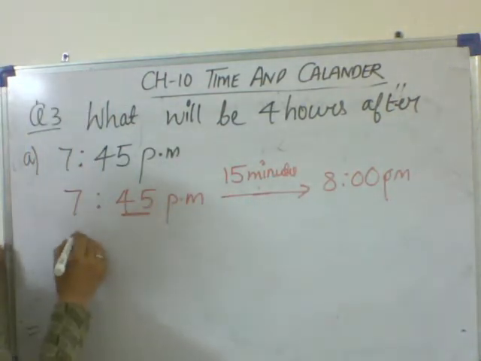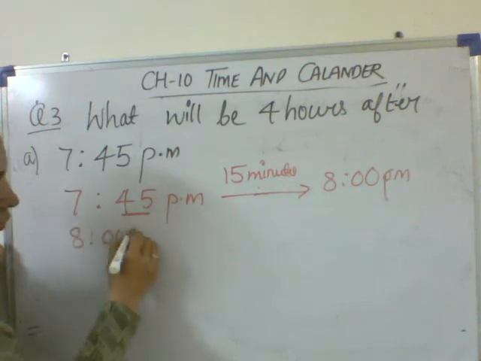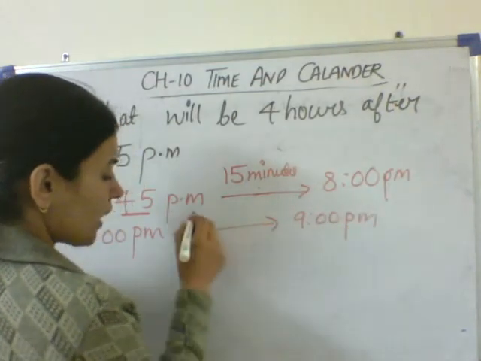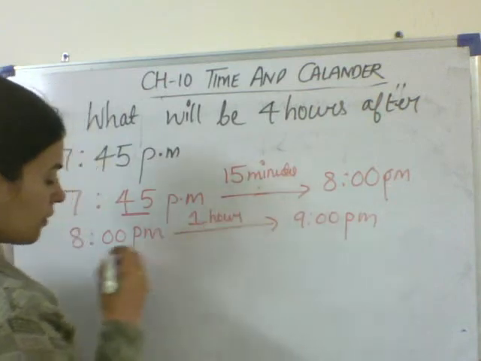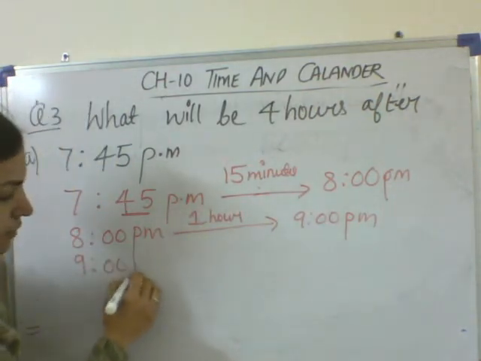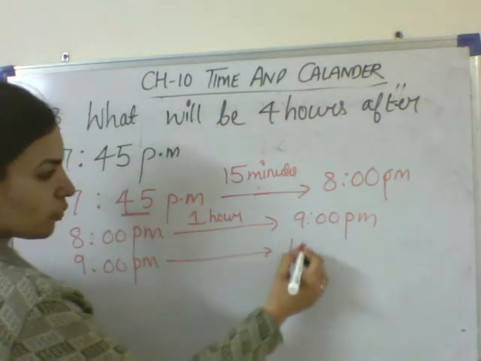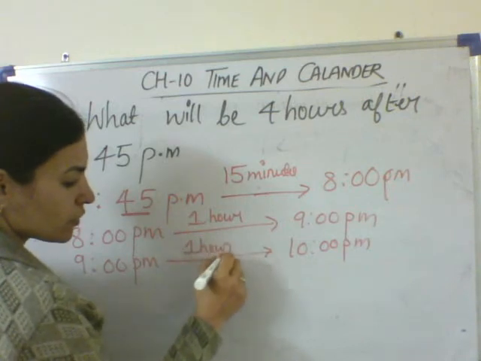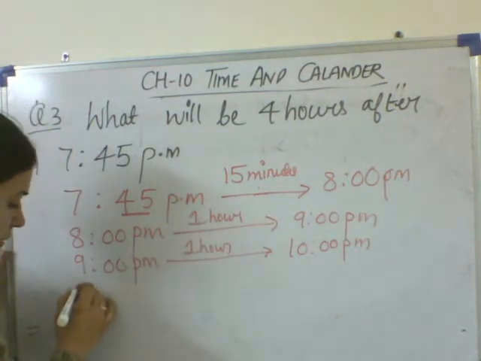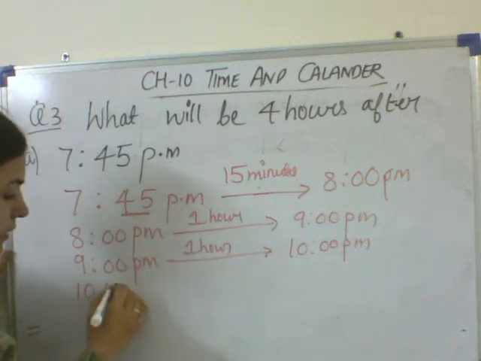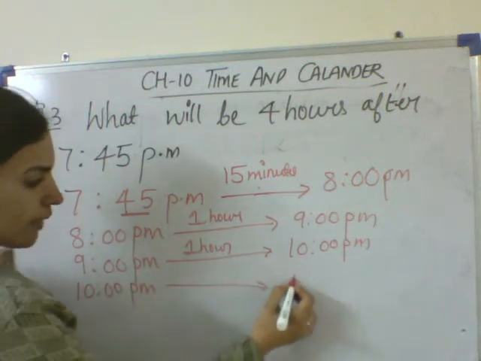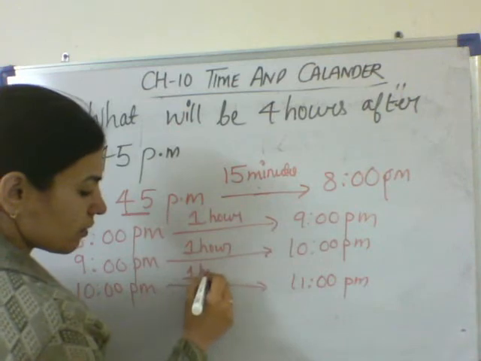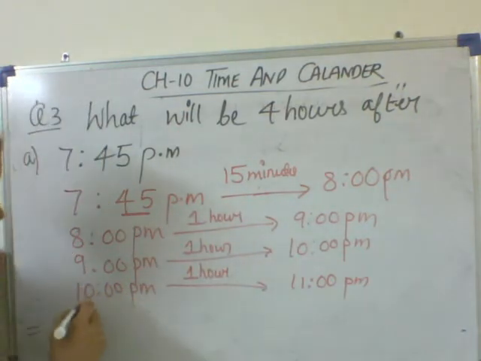Then from 8:00 p.m. to 9 o'clock, 1 hour gap is there. From 9 p.m. to 10 p.m. again 1 hour. So 1, 2 hours is done. Then from 10:00 p.m. to 11 o'clock, again 1 hour is there.